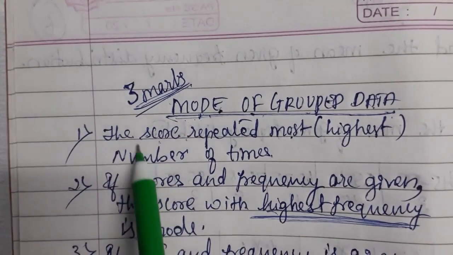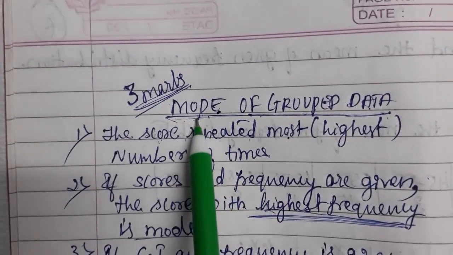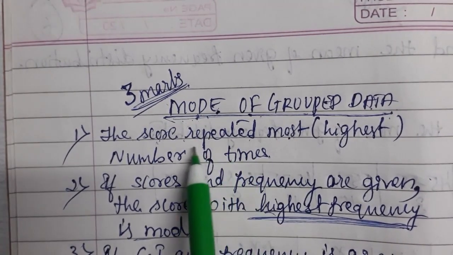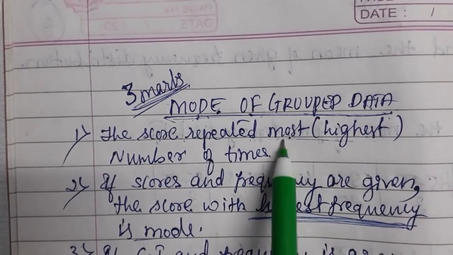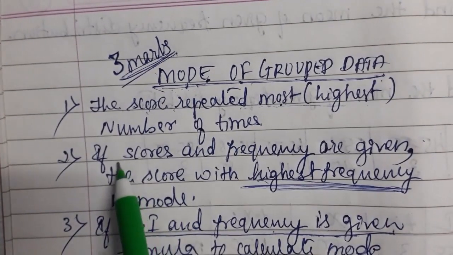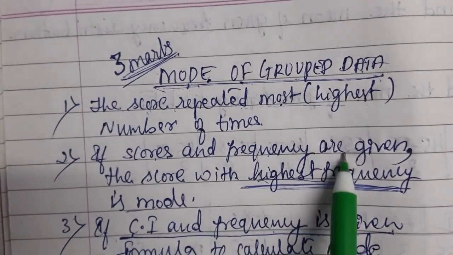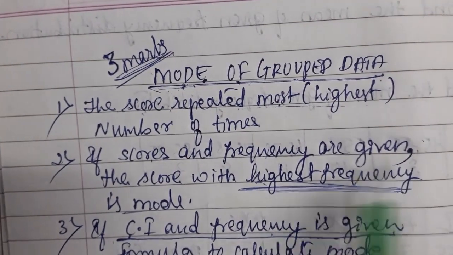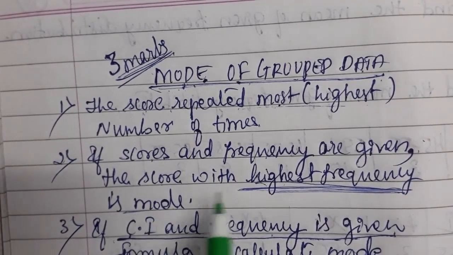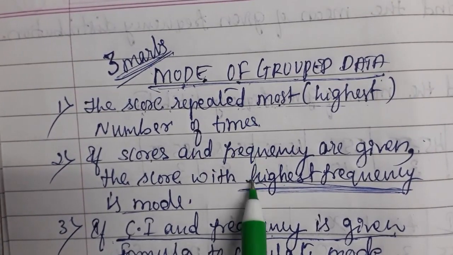The score repeated most or the highest number of times is called the mode. When they give you a set of scores, if any one score is repeated the most number of times, that score will be called the mode. Next, suppose scores and frequencies are given, then how to identify the mode? The score with the highest frequency is called the mode. These two we have learned in previous classes.